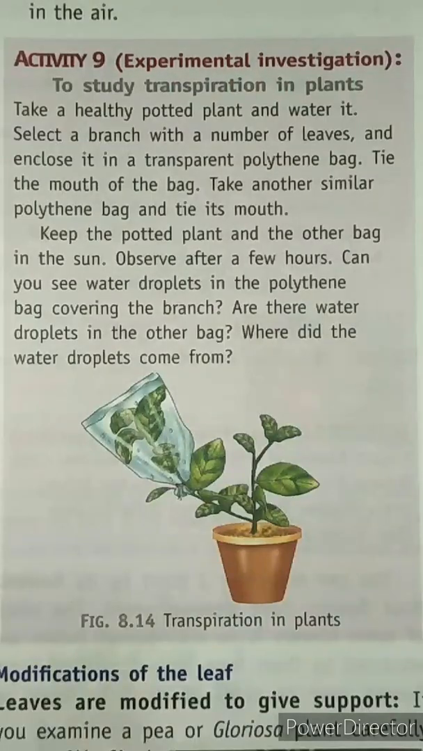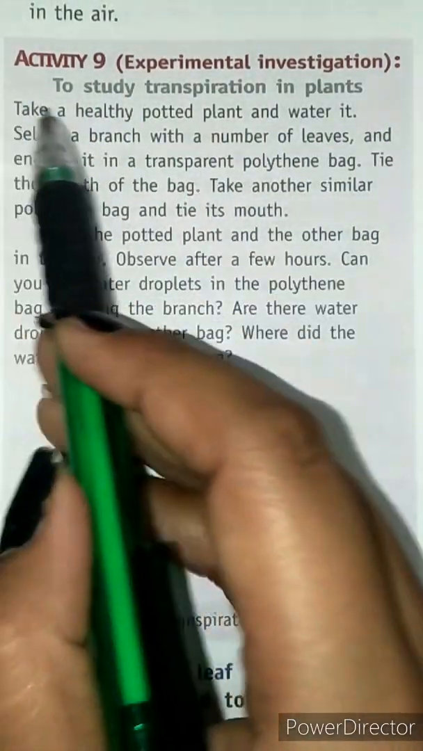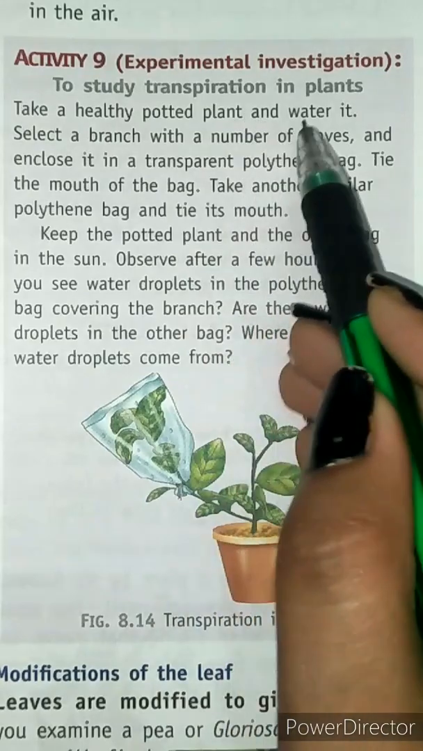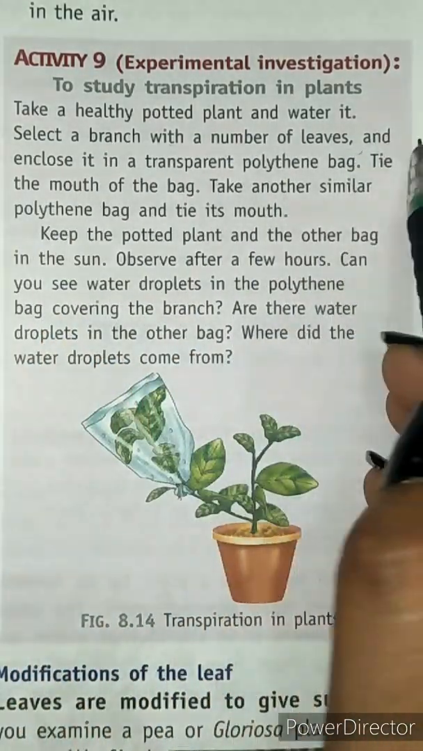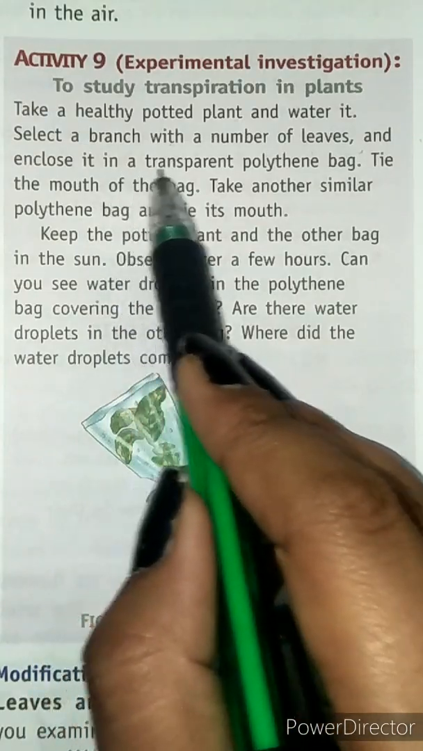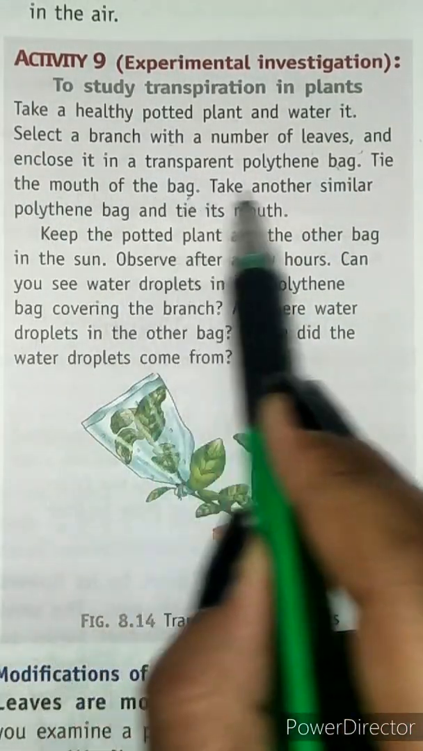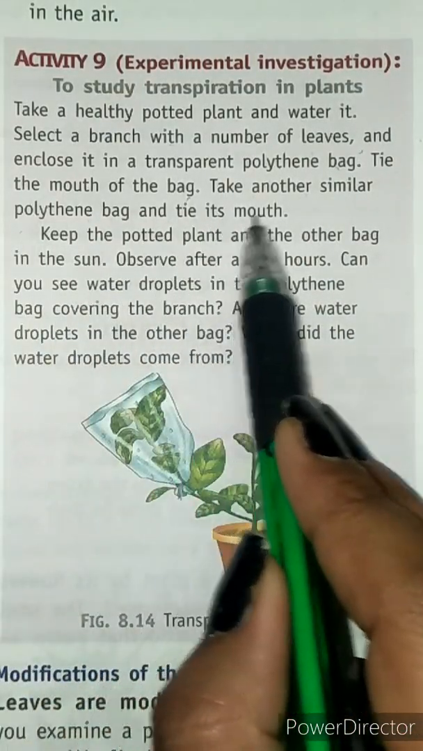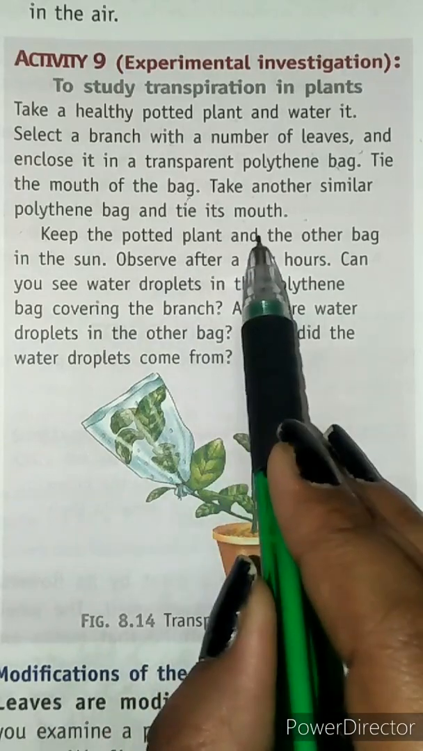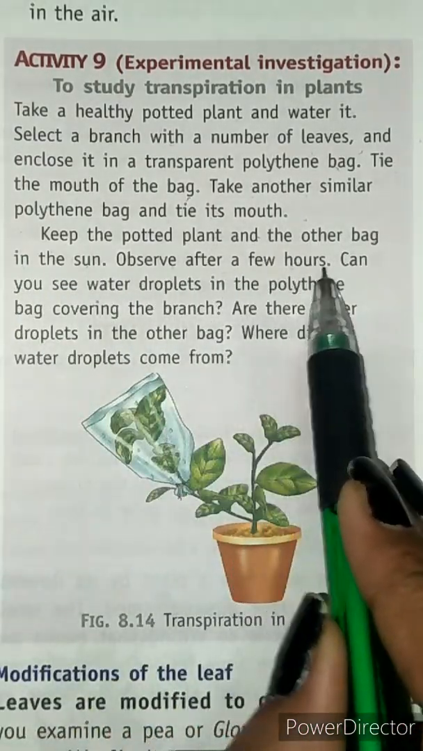So let's see. Activity 9 is there to study transpiration in plants. Take a healthy potted plant and water it. Select a branch with a number of leaves and enclose it in a transparent polythene bag. Tie the mouth of the bag. Take another similar polythene bag and tie its mouth. Keep the potted plant and the other bag in the sun. Observe after a few hours.